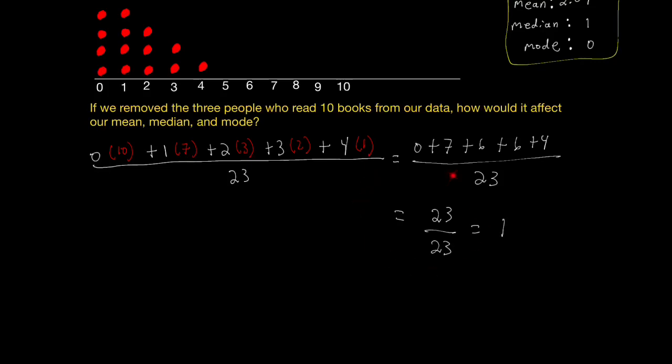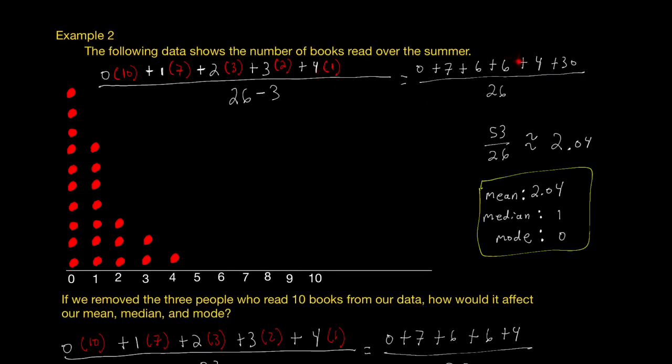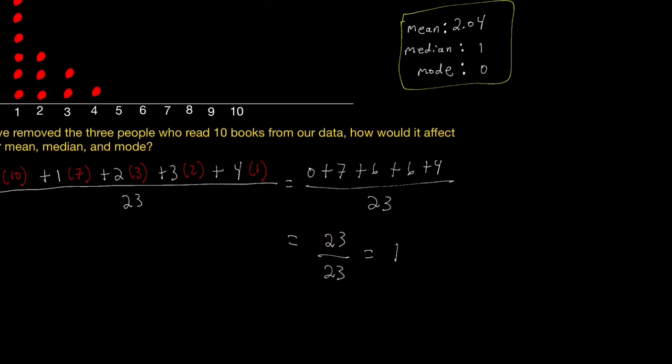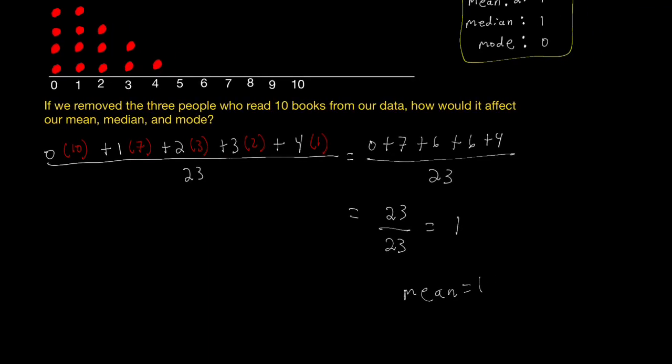Before I finish this example, if you wanted to work a little bit smarter instead of harder, here you could have just subtracted 30, right? Because we removed 30. 10 times 3, that's what we removed. So 53 minus 30, that's 23. But again, if you just want to be super technical, just do it again. So 23 over 23, that's 1, so that's our new mean. So let's record that. And now let's get the median and the mode.